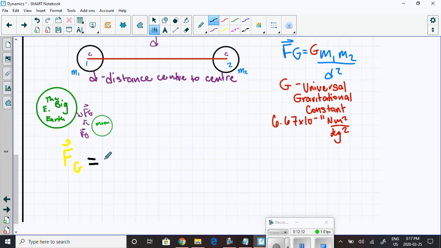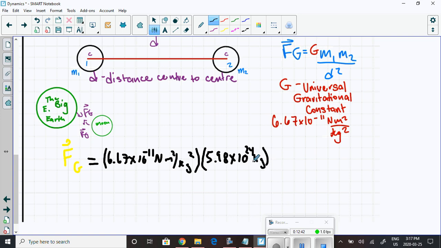So the first thing you need to do is put in 6.67 times 10 to the negative 11 newtons meters squared all over kilogram squared. That is the first term in the numerator. Then we have to put in the mass of the Earth. Now the mass of the Earth is not something I have memorized, I just looked it up: 5.98 times 10 to the 24 kilograms. Then we're going to multiply it by the mass of the Moon, which is 7.35 times 10 to the 22 kilograms. That's all in the numerator.